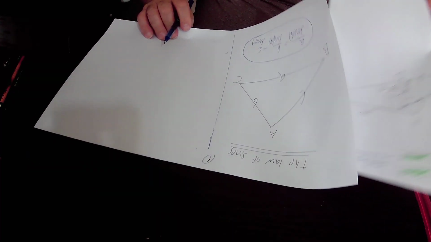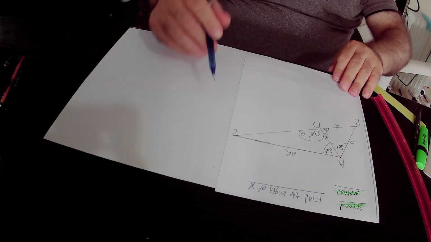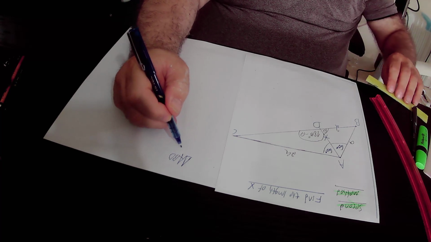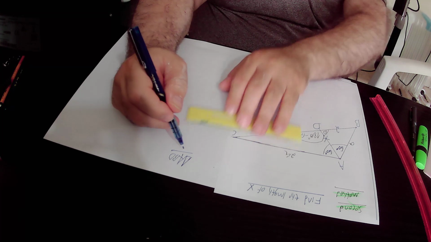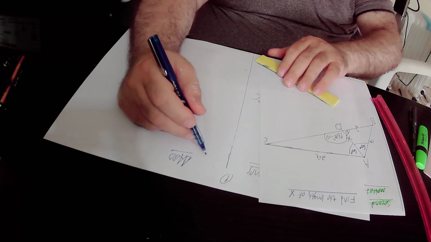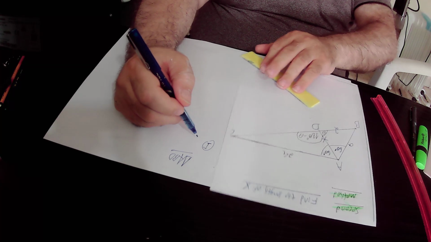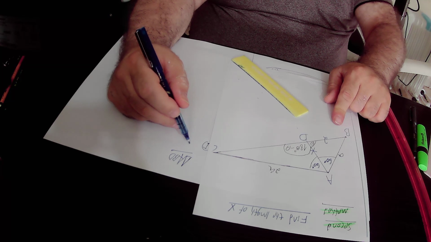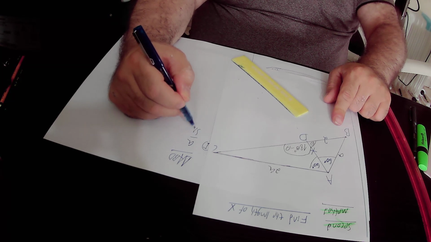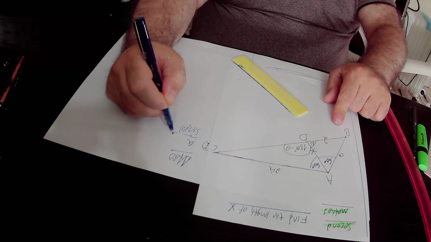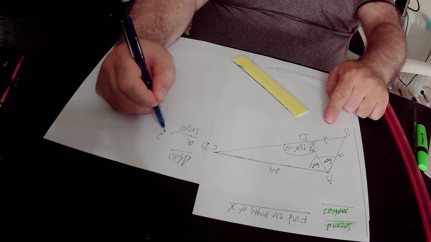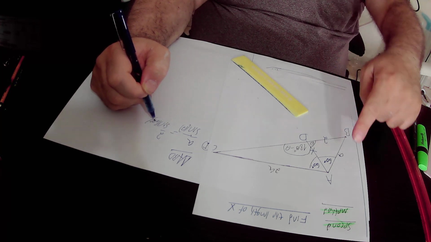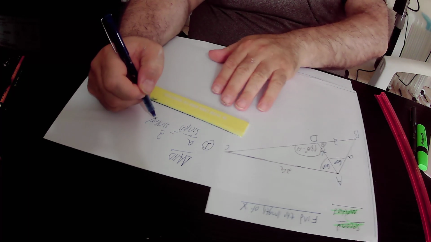Here we will implement the law of sines in triangle ABD. In triangle ABD, according to the law of sines, we get that A over sine theta equals 2 over sine 60 degrees. Again, A over sine theta equals 2 over sine 60 degrees.